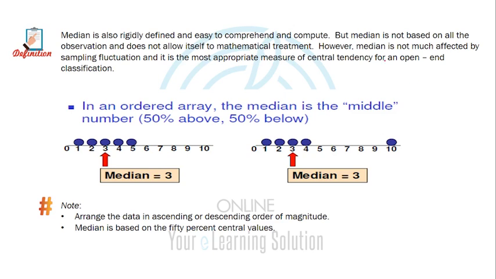If I look at this example that's before you, it's an ordered tree. So median is nothing but the central value or the middle number. If I define a median, it is just a middle number. If you refer to this example, the central value here is 3. Similarly here, if I have 5 values 1, 2, 3, 4, 5, the central value will be equal to 3 here. To solve a median, we first of all have to arrange the data into ascending or descending order, and it is totally based on the 50% central values.